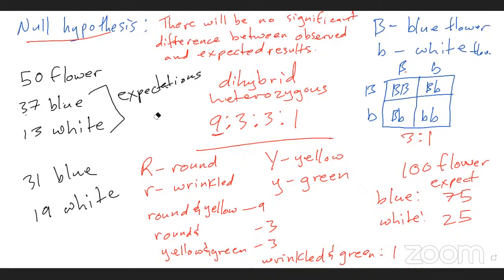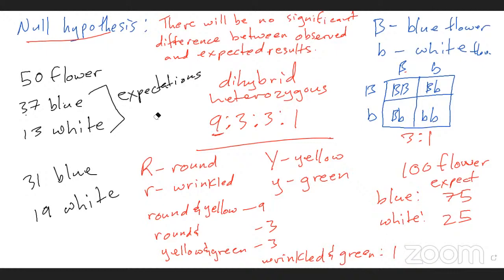So dominant and dominant, right? That is 9. Dominant and recessive, 3. Recessive and dominant, 3. Recessive and recessive, 1. All right, so this is how the phenotypic ratio will work for a dihybrid cross.